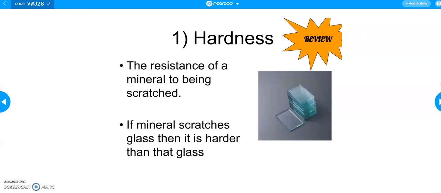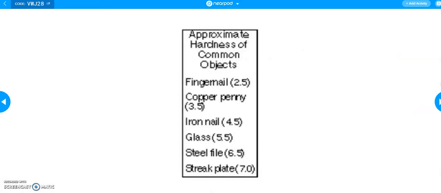So just a quick review of yesterday's techniques that we're going to be using to test hardness. Hardness is our first test of many. Now, hardness is nothing more than the resistance to being scratched. Now, glass is a great indicator of hardness, but we have some other things too. Like your fingernail has a hardness of 2.5. Copper penny has a hardness of 3.5.